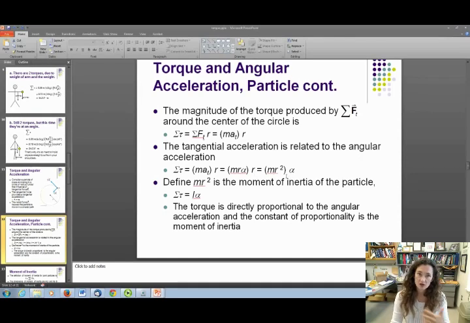This expression pops up so often in circular motion that we're going to name it. We're going to call it the moment of inertia of the particle. So then we can write the sum of the torques as I times alpha, where I stands for the moment of inertia. So the torque is directly proportional to the angular acceleration, and the constant of proportionality there is the moment of inertia.